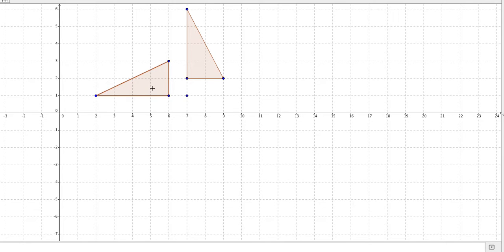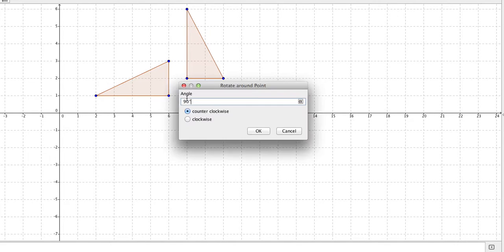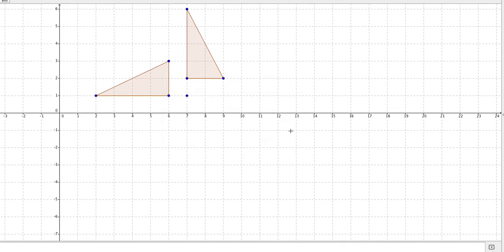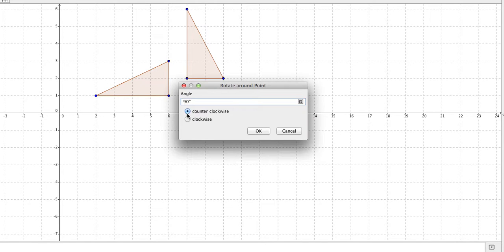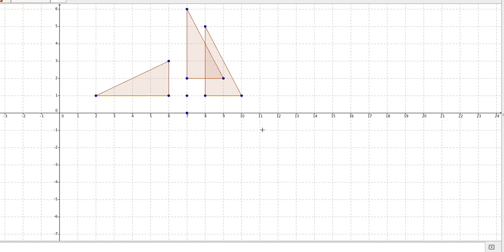Let's do this again. Let's choose this point right here. Okay, it works there. Get that point, the point of rotation right there, and we enter 90 degrees clockwise. There you go. So it moved it 90 degrees, and that's how you rotated that triangle.